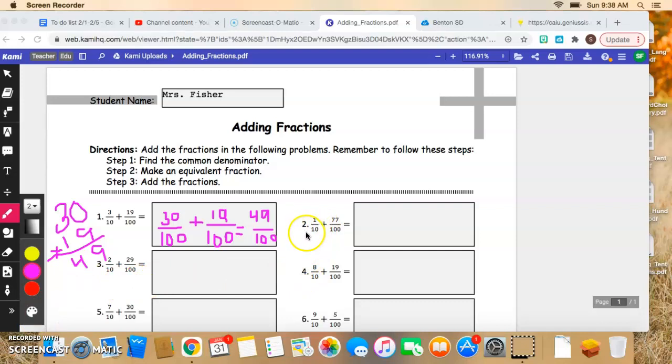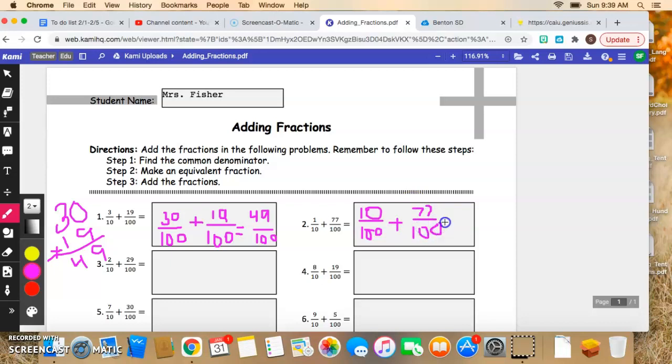So right here is our denominator. Remember, we have to get to our common denominator, which was 100. To get 10 to 100, you have to multiply it by 10. Whatever we do to the bottom, we have to do to the top. So 1 times 10 would be 10. So 10 over 100 plus 77 over 100. Again, get your scrap piece of paper out.